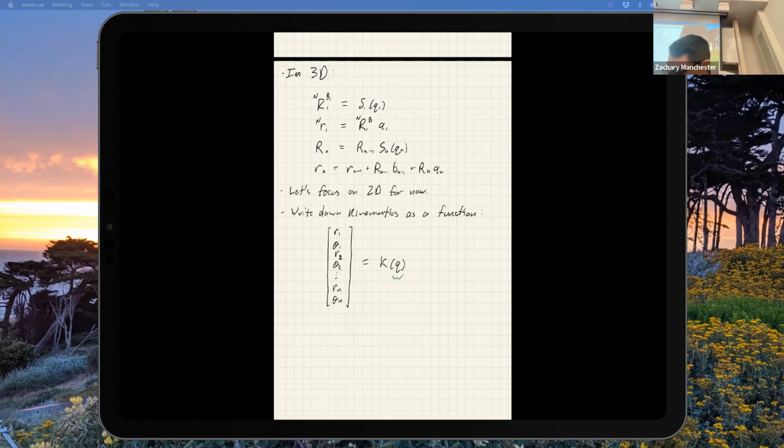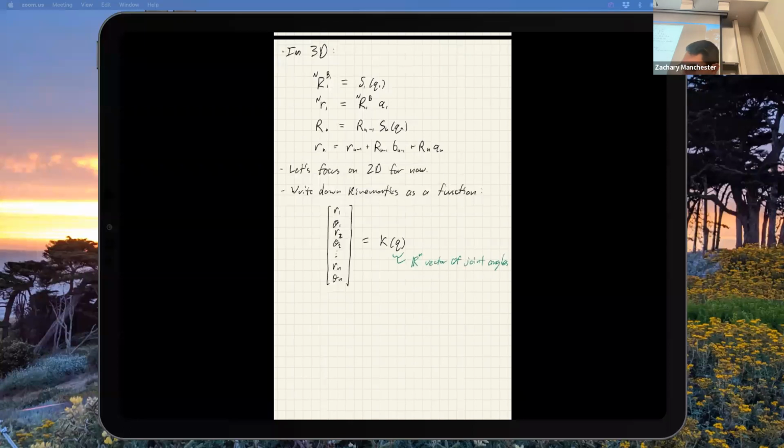Cool. So that's what we get out, and that's what we put in: the n joint angles. We'll call this nonlinear function little k. It takes the q's in and spits out the positions and orientations. From this, I can easily compute the velocities in the inertial frame of each link. So we're going to do that right now. That's super easy.